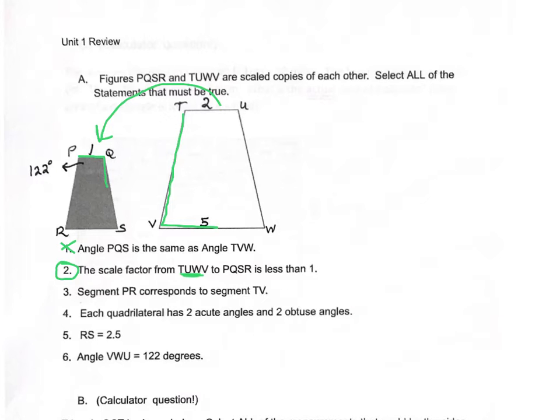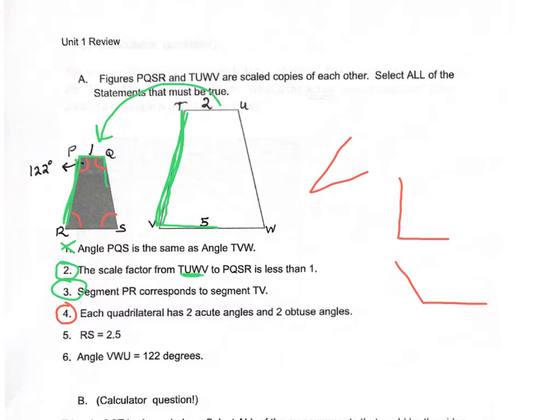Number 3 says segment PR corresponds to segment TV. Well, let's see, PR is here, and TV is here. So yes, that is a true statement. It says each quadrilateral has 2 acute angles and 2 obtuse angles. And we remember we've talked about those terms. Acute, small angles less than 90 degrees. 90 degrees is like the edge of a page, and an obtuse angle is bigger than 90 degrees. So 2 acute angles and 2 obtuse angles. Yes, that's true.